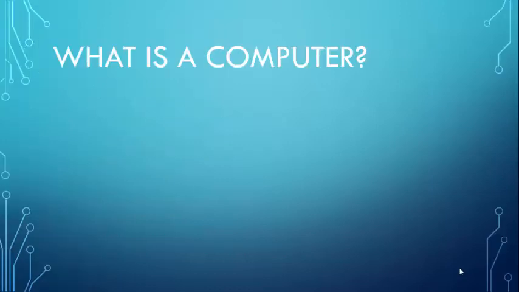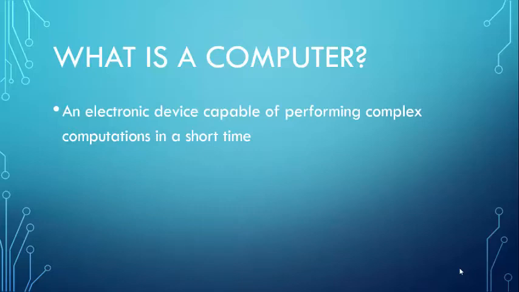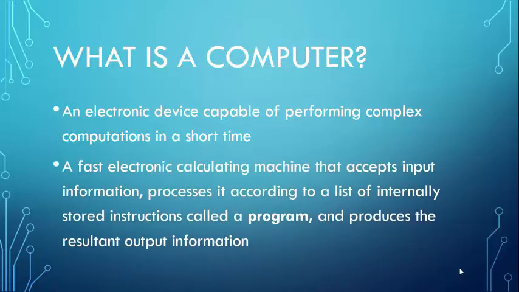So first, let us discuss what is a computer. A computer is an electronic device capable of performing complex computations in a short time. It is a fast electronic calculating machine that accepts input information, processes it according to a list of internal stored instructions called a program, and produces the resultant output information.